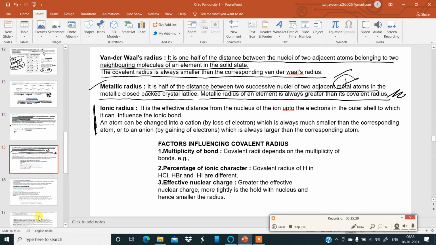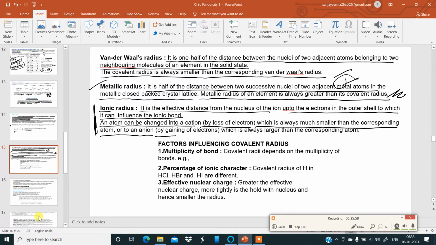Then moving to the ionic radius. The ionic radius is the effective distance from the nucleus of an ion, so when I talk about ions, up to the electron in the outermost shell to which it can influence the ionic bond. An atom can be changed into a cation by loss of electron, that is a fact which is known by all of us since class 8, which is always much smaller than the corresponding atom, or to an anion, which is formed by the gaining of electron, which is always larger than the corresponding atom.